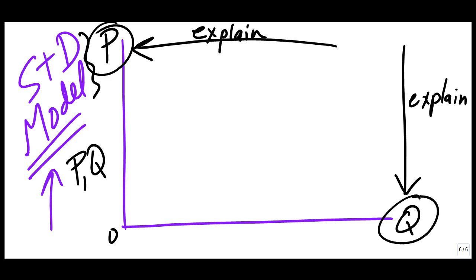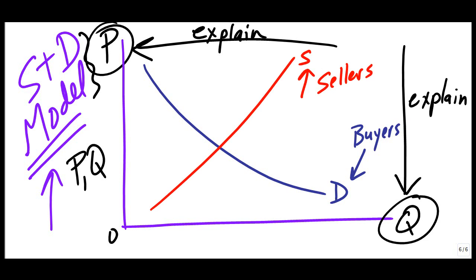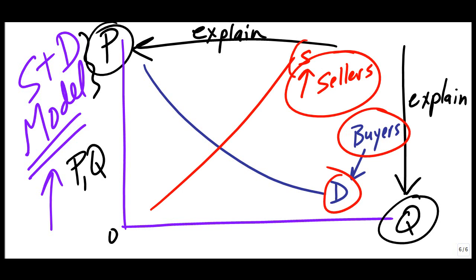Now, what goes within the axes is usually the model. And this model talks about demand, or looks at the behavior of buyers, and it also talks about supply, or looking at the behavior of sellers. So this is a model that uses buyers and sellers, or supply and demand, to try to explain the variables P and Q. So once again, the variables on the axes, like P and Q, are the variables that you're trying to explain.